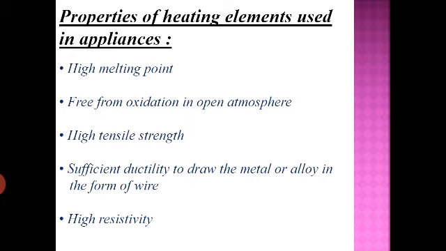Fourth, sufficient ductility to draw the metal or alloy in the form of wire. Ductility you have understood, that it can be converted into wire, so it should have this property as well. And high resistivity, so that it can produce the heat. More resistivity, more heat. So these are the main properties that should be there with any conductor which is used in the heating appliances. So I hope you understood. Based on this, we can go for any material which satisfies all these properties.